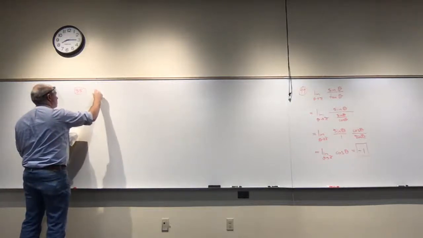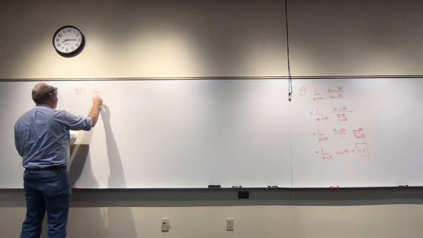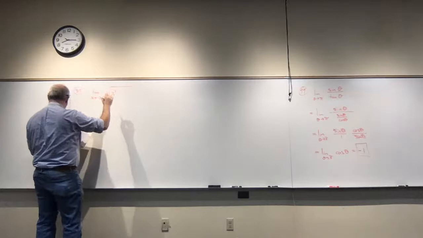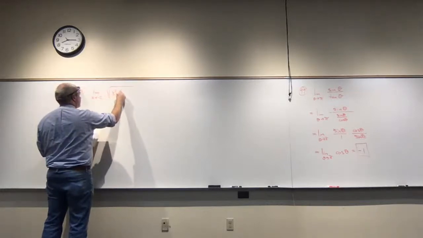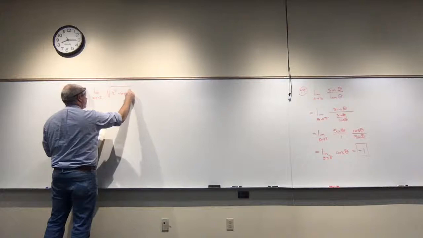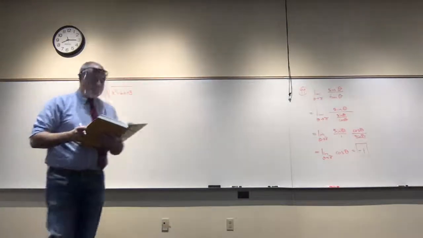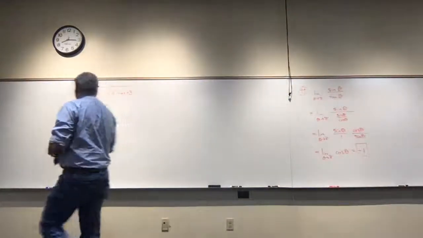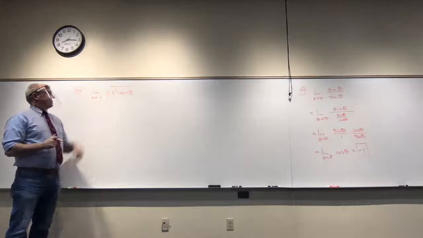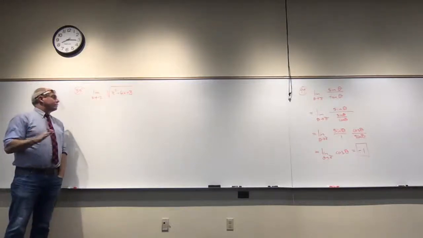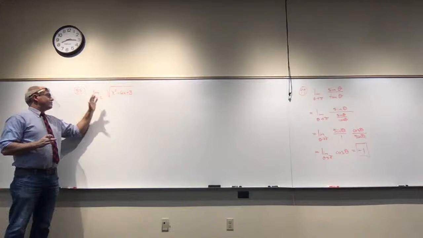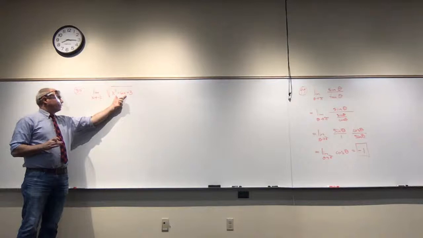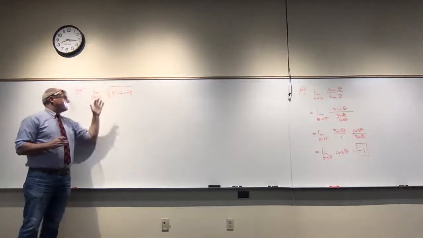Limit as x goes to -2 of the square root of x squared minus 6x plus 3. Okay, so there's kind of two ways that I could explain this. And the first one's really simple, and that is that this is just a nice function, so to speak, because it's a polynomial function, and then square root is also a nice function.